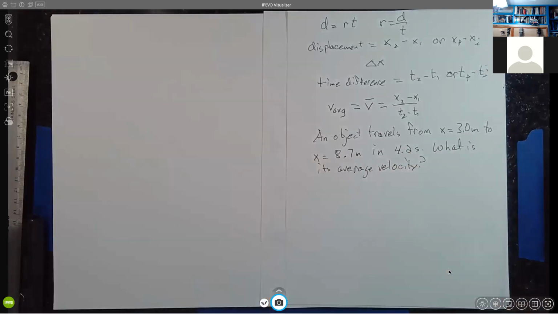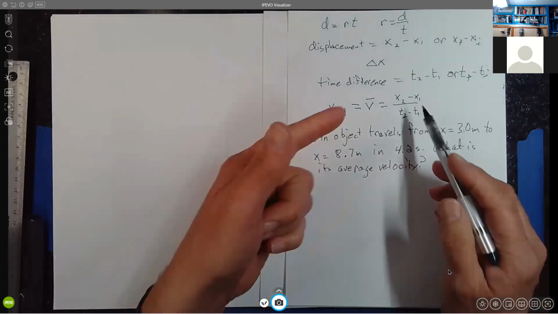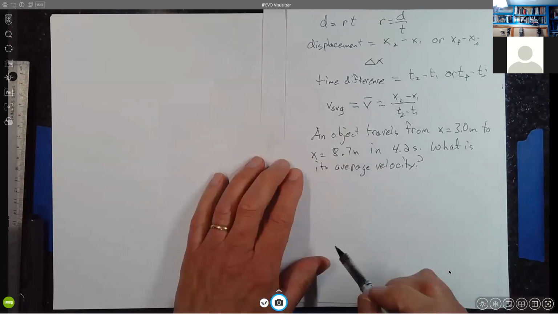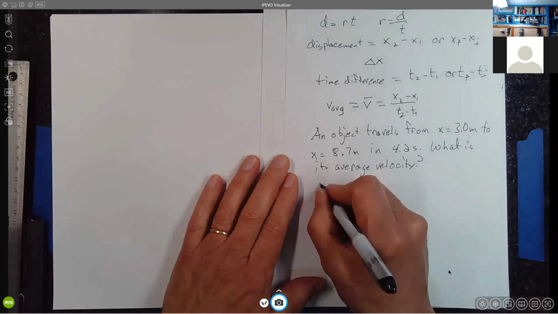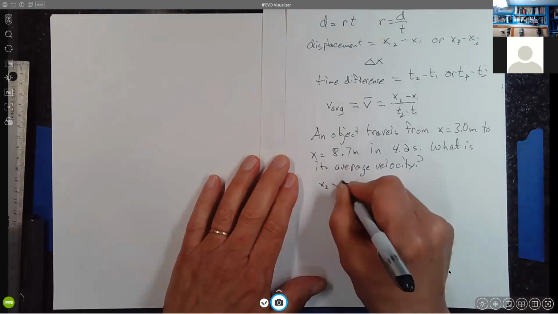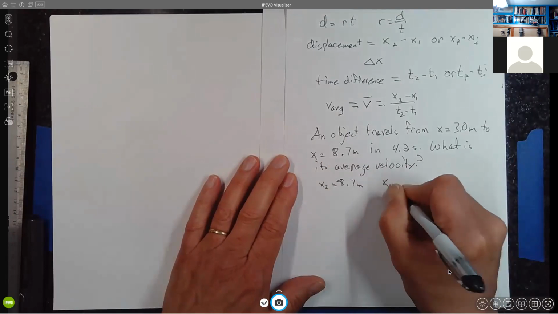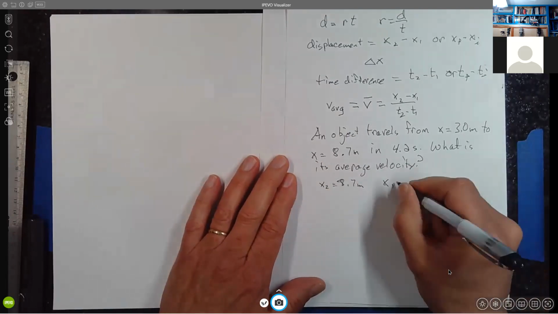Okay. So that would be a really simple question. Well, in this case, we can say that x2 is equal to 8.7 meters. So x2 equals 8.7 meters. x1, let's just call that 3.0 meters.